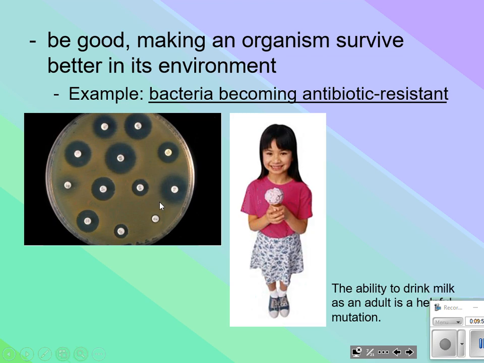Here it says the ability to drink milk as an adult is a helpful mutation. You've probably heard of people that are lactose intolerant. Okay, your stepdad is. Lactose intolerant, so they don't want to drink milk, right? It'll make them sick.